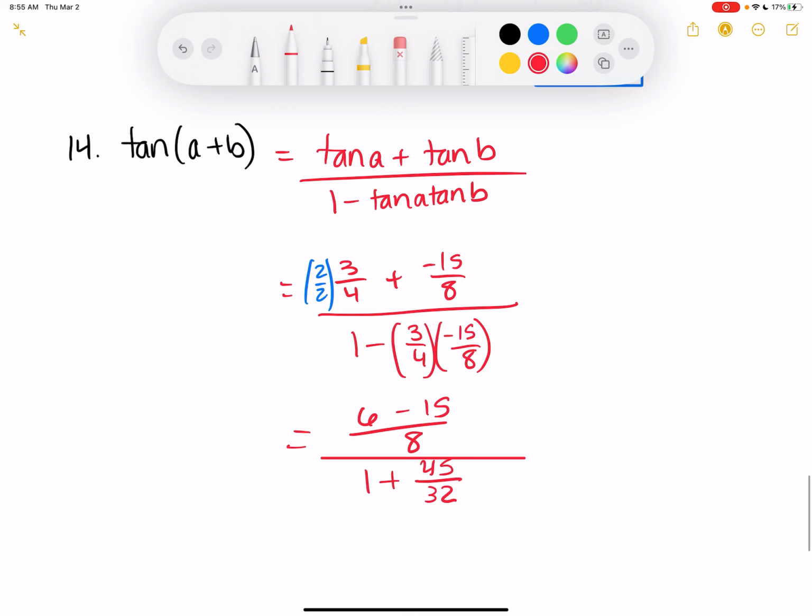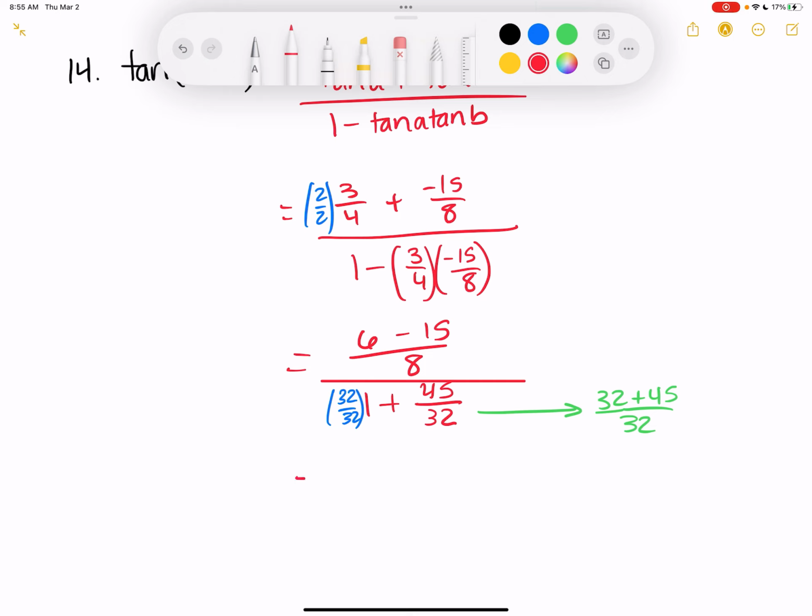So I need to get the common denominator here with the 1, so I'm multiplying that by 32 over 32. I'm going to just write this off to the side here. That's going to give me 32 plus 45 over 32. So then now, 6 minus 15 is negative 9 over 8, all over 32 plus 45 is 77 over 32.